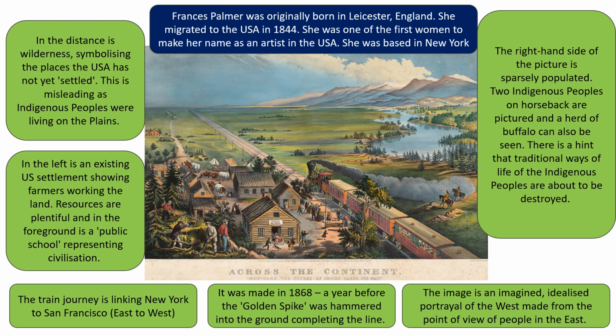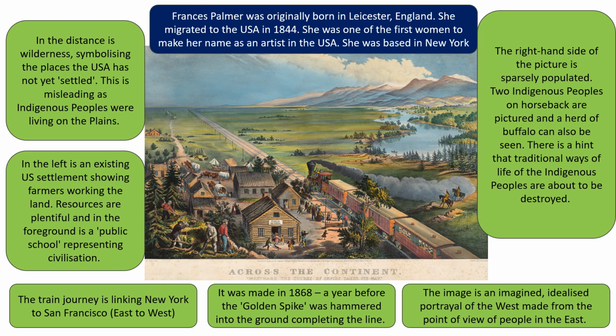Now, in the distance is wilderness, symbolising the places that the USA had not yet settled or colonised. It's obviously misleading, as indigenous peoples were already living on the plains during this time, people like the Lakota, for example. On the left is an existing US settlement showing farmers working the land. Resources are shown as being plentiful, and in the foreground is a public school, which represents civilization and education. The train journey itself is linking New York to San Francisco, so from East Coast to West Coast.